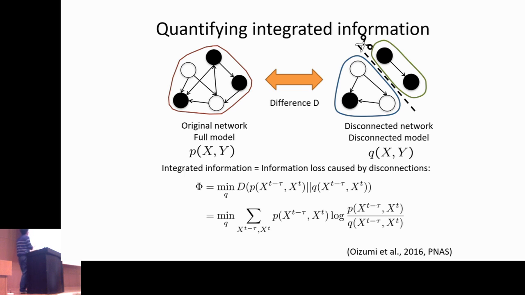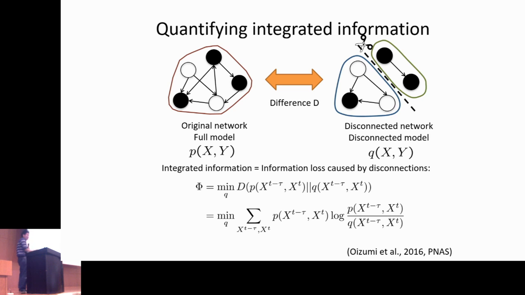So we consider again the network dynamics of the system. This dynamics is described by x, y, meaning x at t minus tau and x at t, the relationship between the past and the present. So we consider some joint probability distribution of the past state and the present state, and this joint probability distribution characterizes the network dynamics of the system. So we have the original network dynamics here, and we cut the system, meaning we cut the connections between the two subsystems. And then we make a disconnected or cut probability distribution, Q, that's different from P, because we cut the connection.